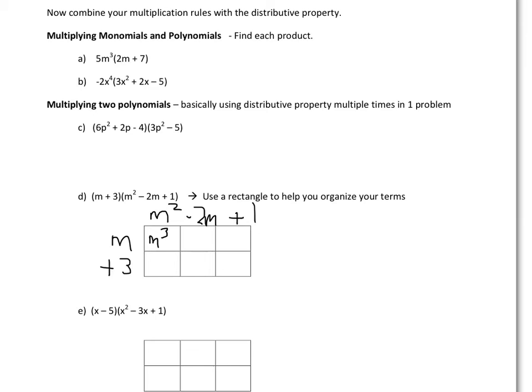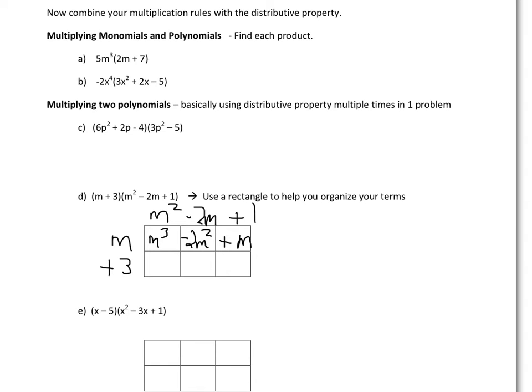If you move across this row, the next one would be m times negative 2m. That would be minus 2m squared. And then finally we have m times positive 1. That's a positive 1m. The 1 is optional to write down. Normally we don't write it down.